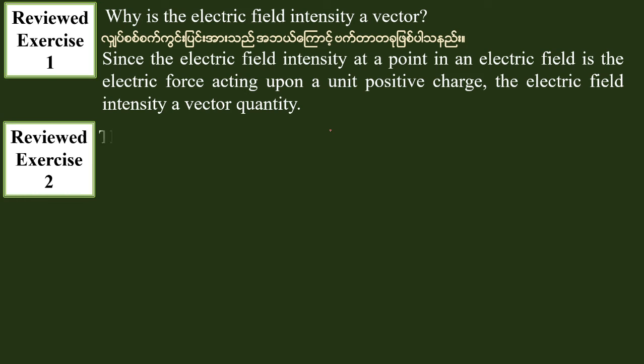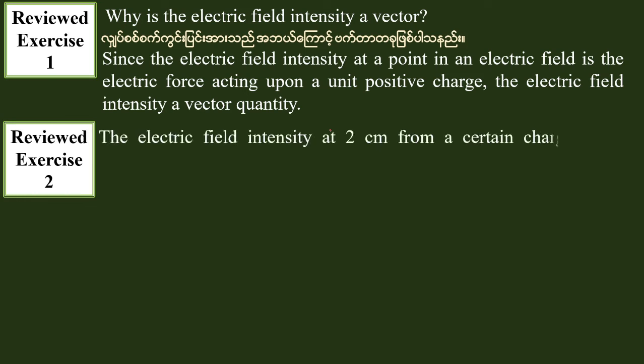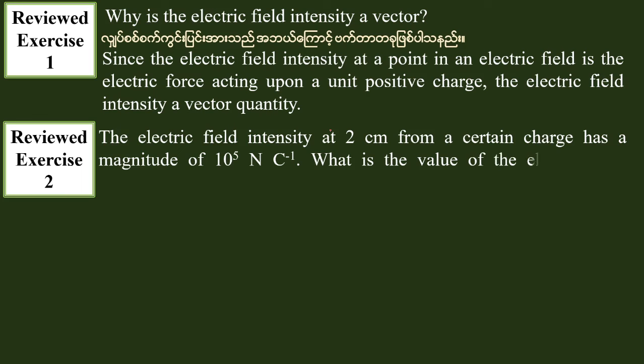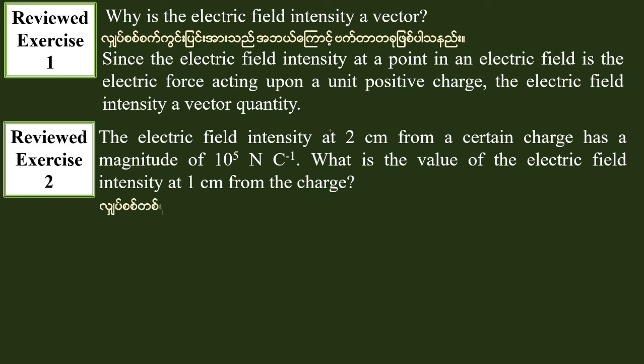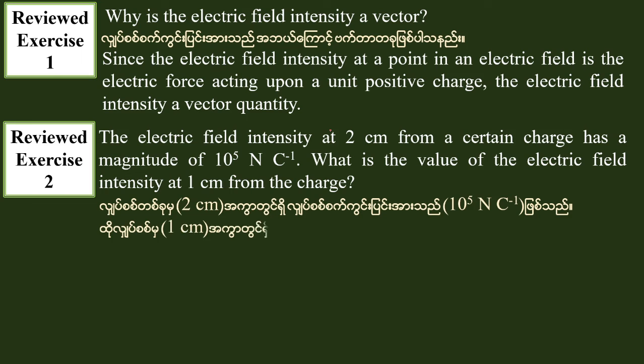Review exercise number 2: The electric field intensity at 2 cm from a certain charge has a magnitude of 10 to the power 5 newton per coulomb. What is the value of the electric field intensity at 1 centimeter from that charge?